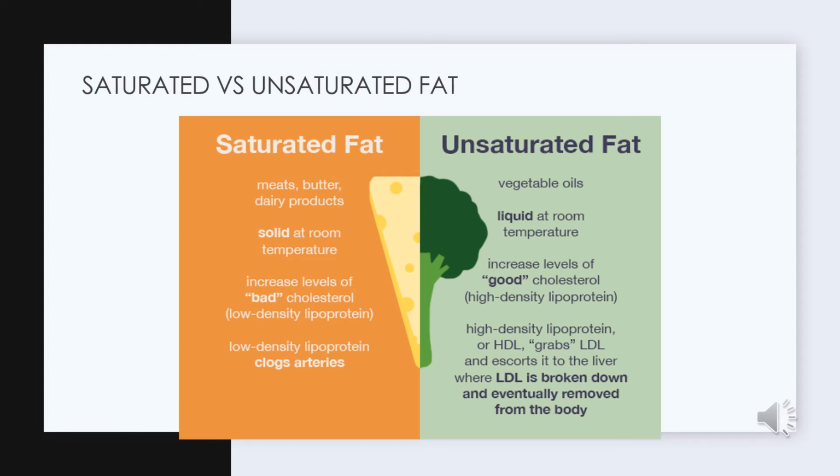Okay, saturated fat. Those are your meats, butter, and dairy products. They're solid at room temperature. These increase the bad cholesterol. That low density lipoprotein is the bad cholesterol. You'll see that listed on labs as LDL. So LDL is bad, HDL is good. Our unsaturated fats are vegetable oils, things that are liquid at room temperature, and those increase the good levels of cholesterol. HDL helps get rid of LDL.